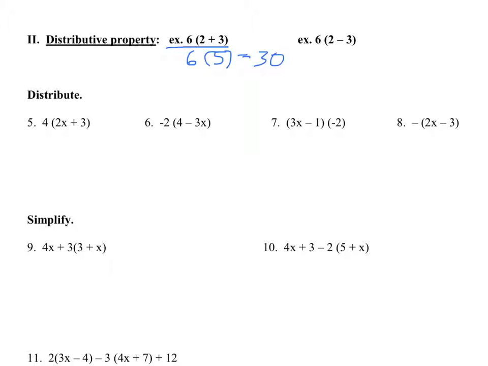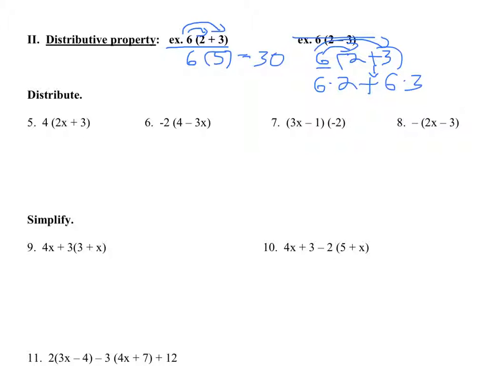Another way of looking at it, you could distribute this 6. So we have these two arrows. And when you distribute, you multiply. So the other way of doing it, I'm just going to rewrite it over here. I'm going to have 6 times 2 plus 3. When you distribute, whatever's on the outside, you multiply it by the two terms on the inside. So 6 times 2. Then I'm going to bring down this plus. And then I have 6 times this 3.